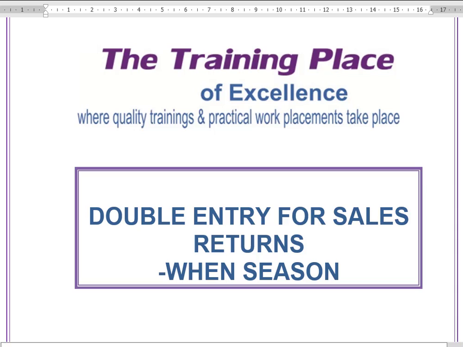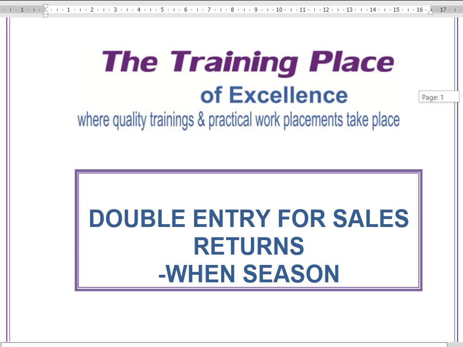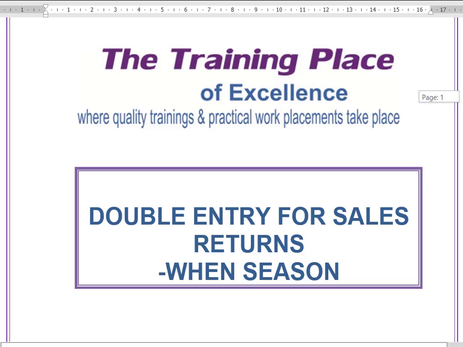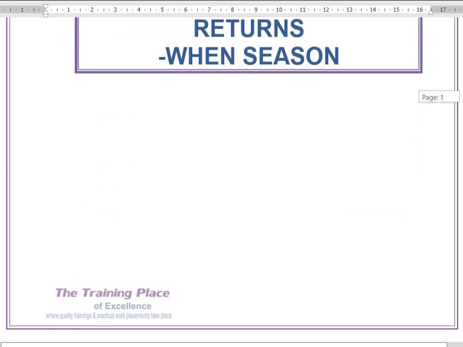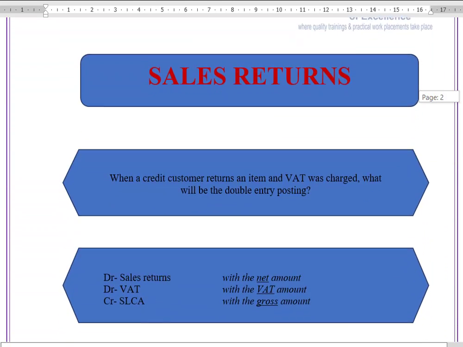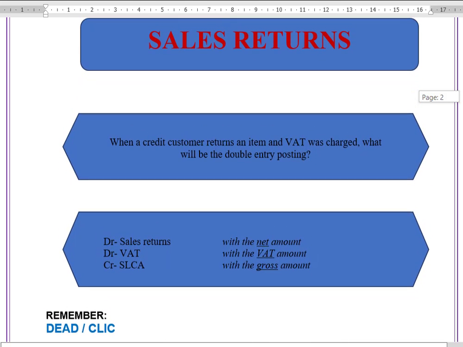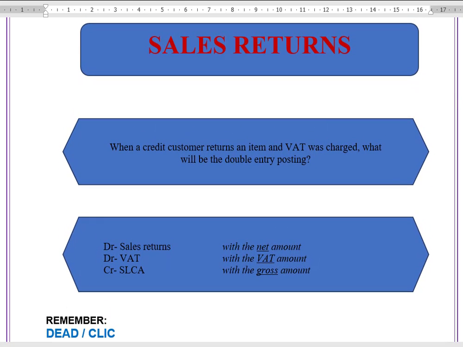Double entry for sales returns. And you will notice we have the "when" season. It's a season when we're just recording a couple of questions and we're asking ourselves when something takes place. What will be your transaction postings? How will you deal with it in your accounts? And in this case, we're talking about sales returns. So it says to us, when a credit customer returns an item and VAT was charged, what will be the double entry posting? Hmm, a customer returned an item.